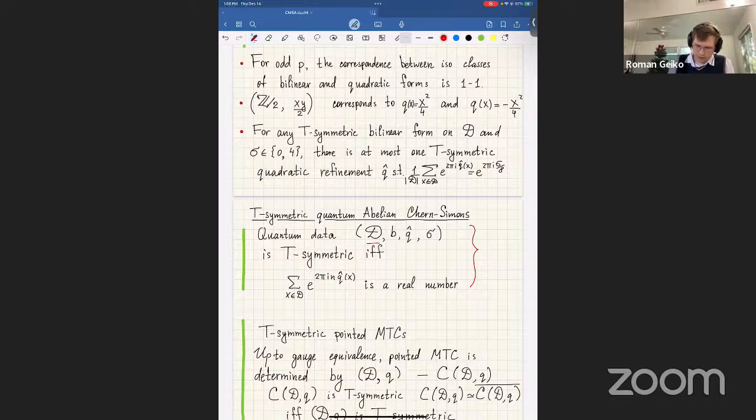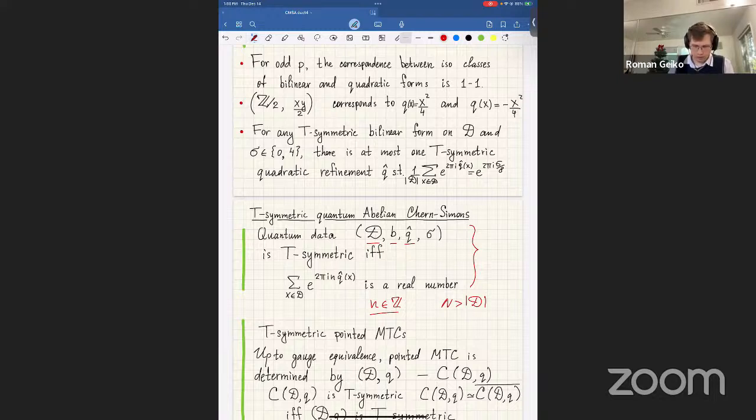So we have a finite group, we have a bilinear form, a quadratic refinement, and this is T-symmetric if and only if all the higher Gauss sums are real numbers, including 0. So for all integers n, but not all of them are independent. So it is actually a finite number of conditions. We don't need n higher than the order of d, but we don't even need that much.